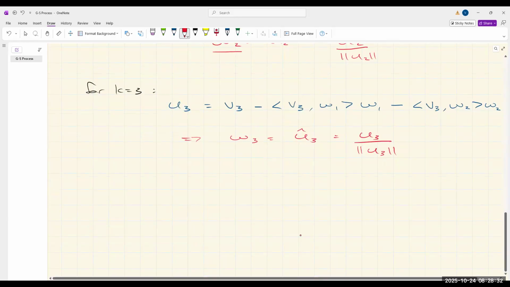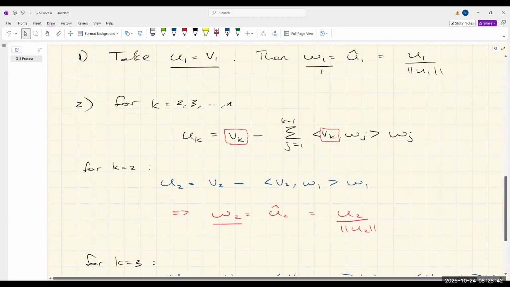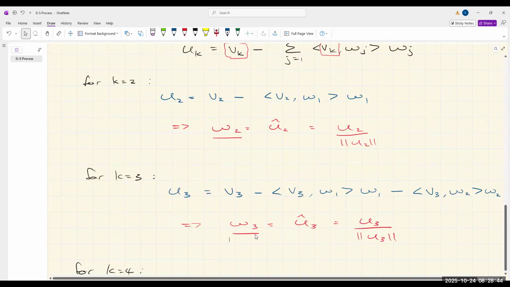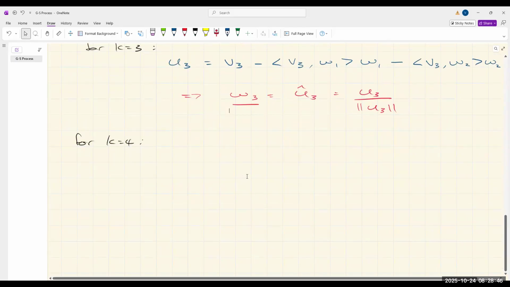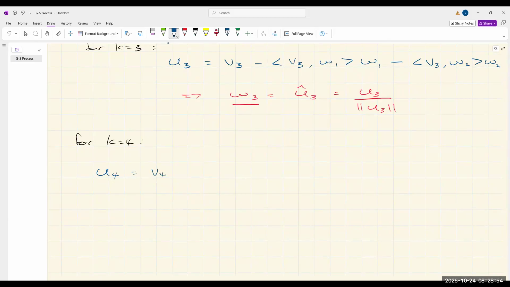So let's just write out the next case so we can make sure we fully understand it. What is it for K4? How many W's do I have? I have W1, W2, W3. So I have three W's so far. So for U4, U4 is equal to V4. I'm fixed on V4, that is the fourth vector in my list.